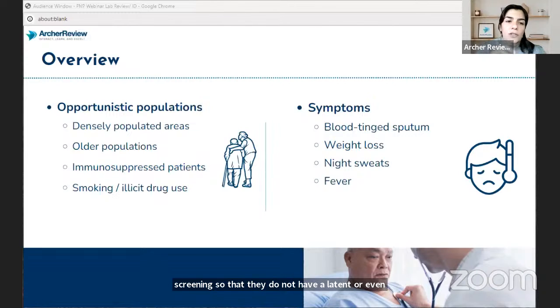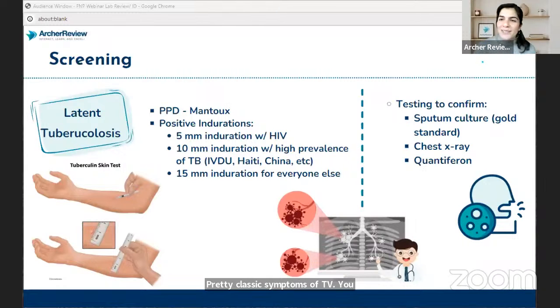And then in our older population and patients who smoke or use illicit drugs, those are the patients at higher risk that we want to screen. What you're going to see with the symptoms in active TB is blood-tinged sputum. It's one of the telltale signs. But the other symptoms of TB are more mild, with fever and night sweats. You might see some weight loss. Those are the pretty classic symptoms of TB. You've probably asked your patients about them or been asked those questions when you're getting your TB test done.